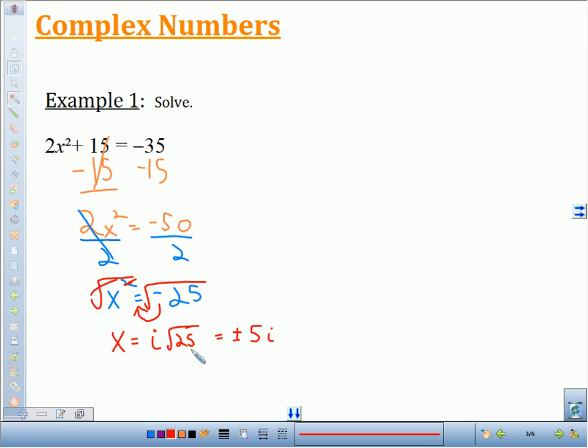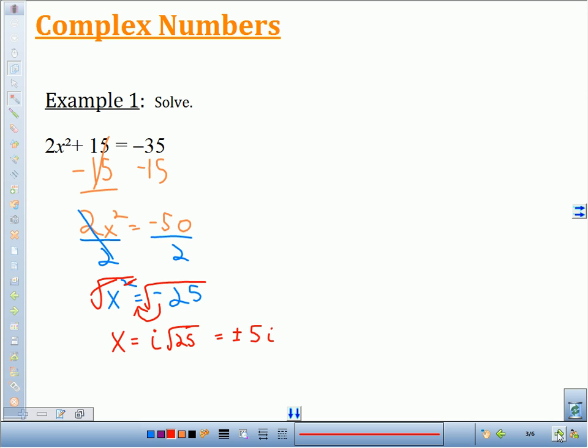The i, you'll notice, didn't go away. It never goes away. It's a term that has to stick around. What did happen, though, is we put it at the end. It's kind of a convention that if I have a radical, I put the i first. If I have a whole number, I put the i after it. That's just a convention we use to make things a little more organized and easy to see.